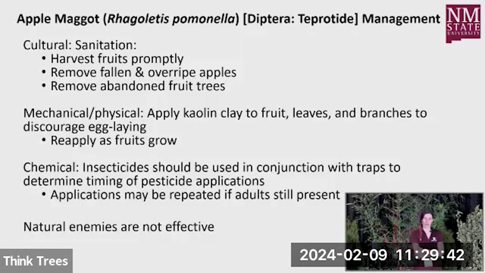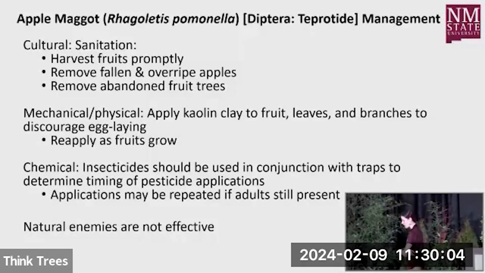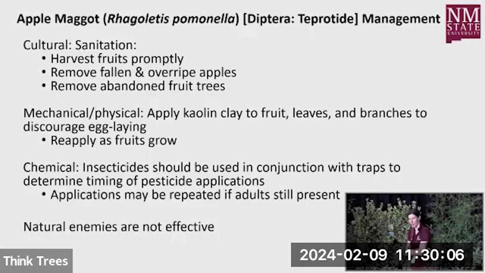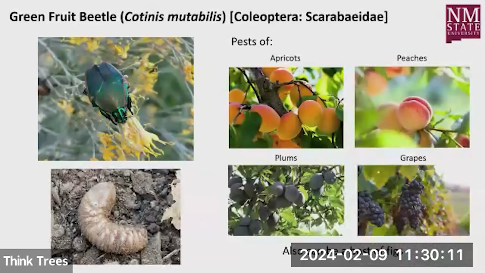Chemicals are available, insecticides are available, but you should use them in conjunction with those pheromone traps to assess if you need to apply. And there are labeled insecticides for apple maggots available. Unfortunately for these, the natural enemies or beneficials aren't as effective. So you're going to really want to use that monitoring in conjunction with your insecticide applications. And then again, sanitation.